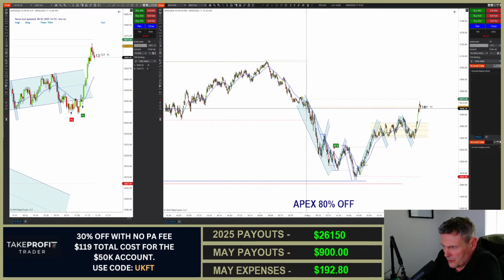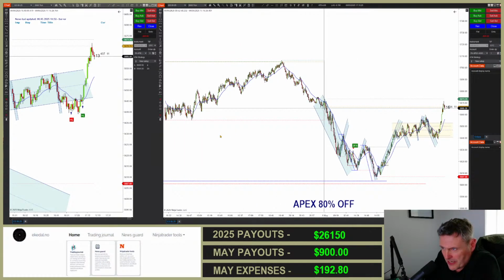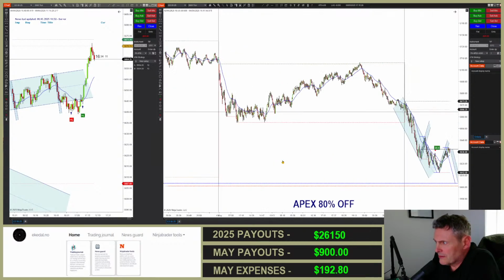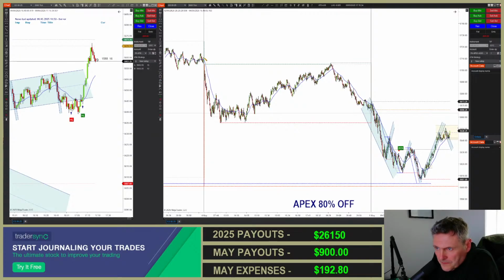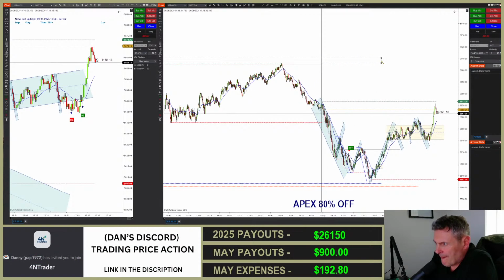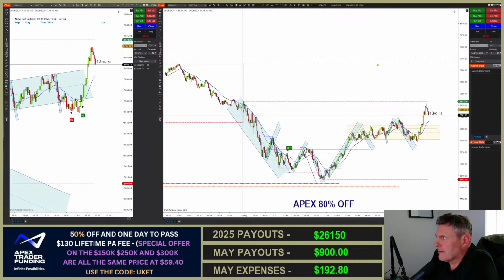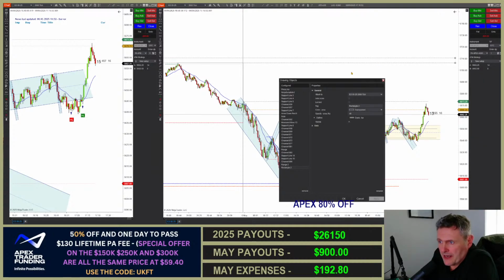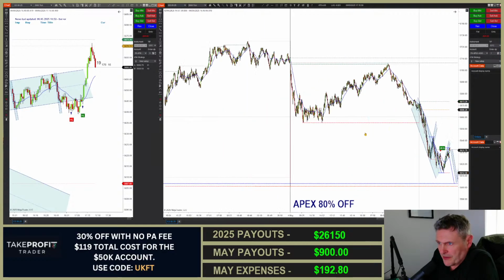So, we're nearly at the highs of the day. Where's that gap? Oh, the gap's filled. Is the gap filled? No. There's the gap. Yeah, it hasn't been filled. It hasn't been filled, has it?